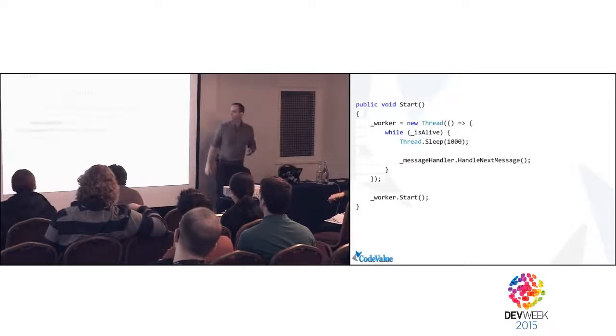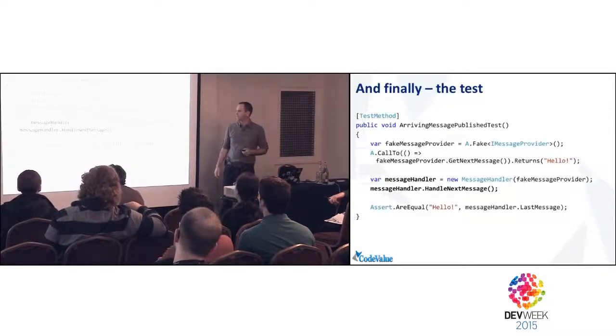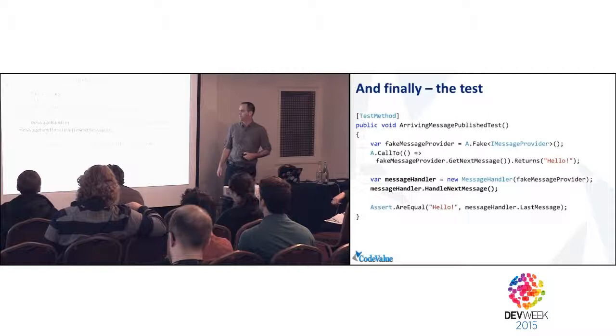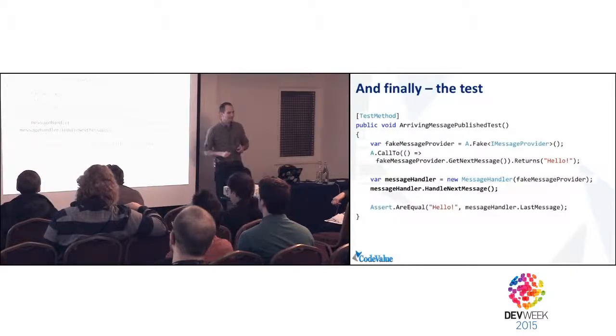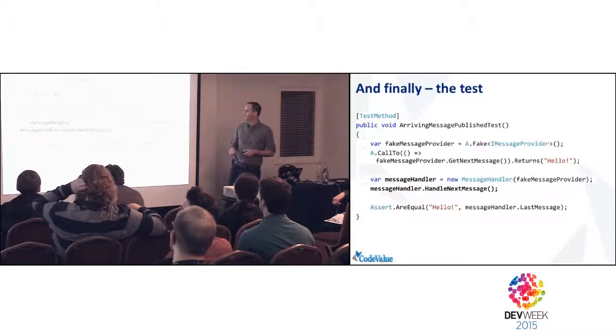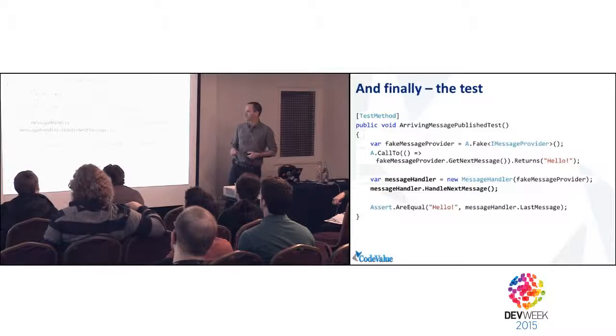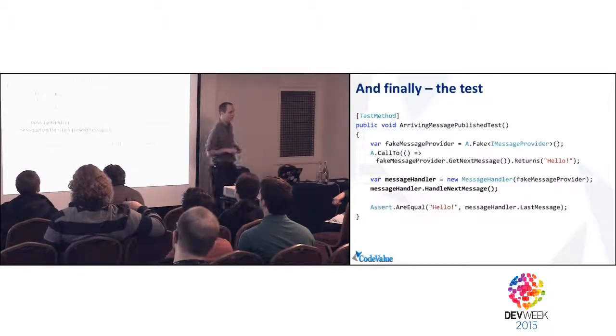And so the test is very simple now. All I need to do is create a fake object of the provider, because I want to give it an actual message. For those of you who don't know what I'm doing here, I create a fake message provider and decide that when next message is called, return hello. That's it. That's all you have to know about this particular fake object. And I'll create a new message handler, pass it, with dependency injection, the fake message provider, and call the new method I just created. And the end. It's that simple.